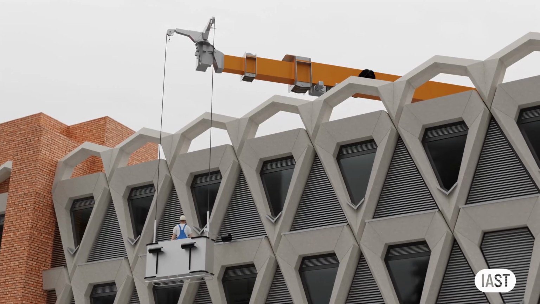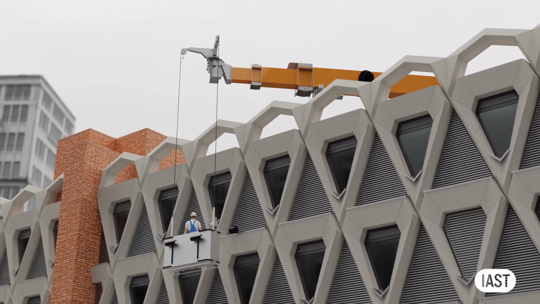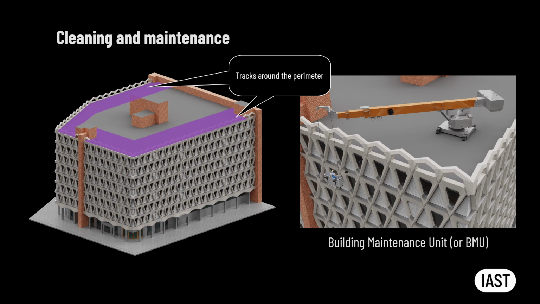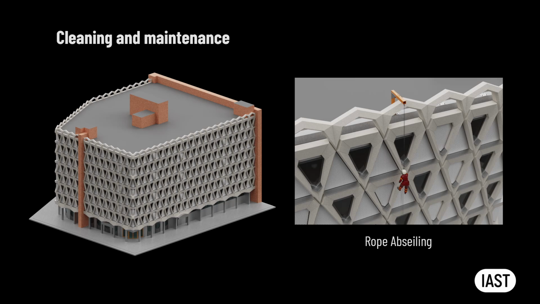To gain access to all or most facade surfaces, the building maintenance unit will need to be very large in size or require tracks around the perimeter of the roof. However, this may not be feasible if there is a recessed terrace at the top of the building, or if this area will be required for plants responsible for the building's electrical and mechanical services. In this instance, the rope upselling could be a viable solution for cleaning and maintenance access.